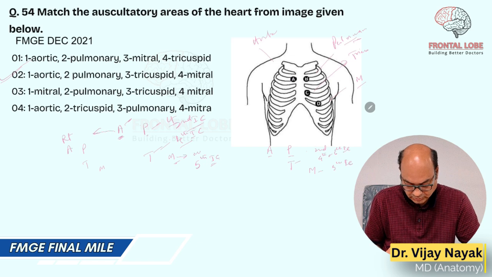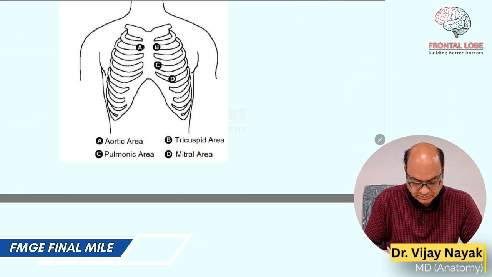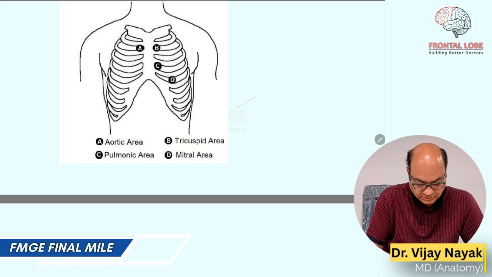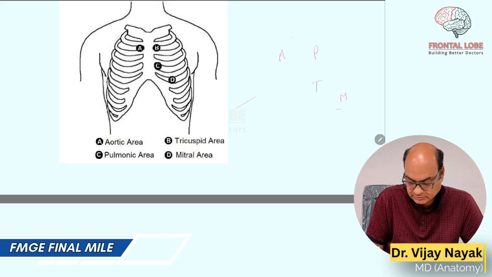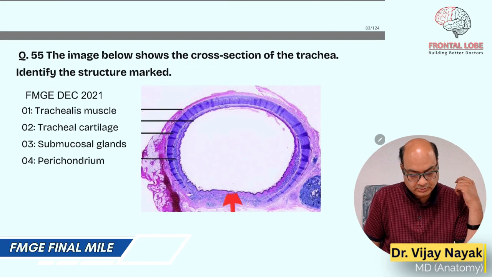Now coming on to the next question. This is the figure which is clearly showing you aortic area, tricuspid area, M, T, P and A. Remember like this, very easy. Now coming on to the next question.